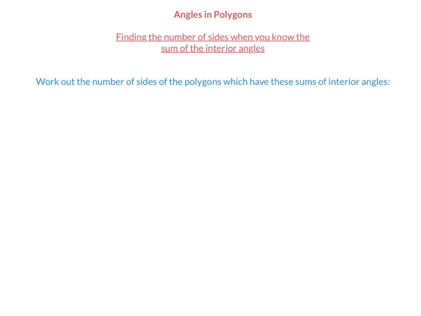Today we're going to be looking at angles and polygons, but in particular finding out the number of sides whenever we know the sum of the interior angles. Okay, so let's look at a question whereby the sum of all the angles in the polygon are 1980 degrees. Okay, so that's our question.